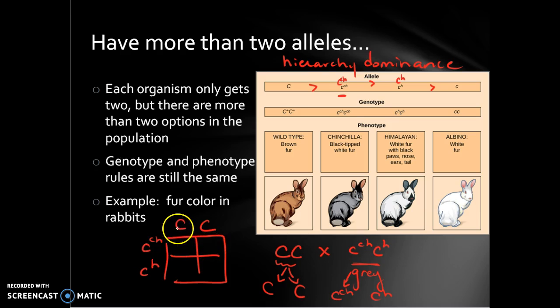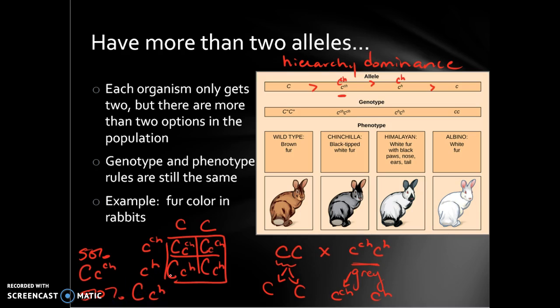So we're going to cross them. This big C could combine with the little c ch. And this big C could combine with that little c ch. This big C could combine with the little c h. And this big C could combine with that little c h. So we get this sort of 50-50 Punnett square. 50% of the offspring would be big C, little c ch, and 50% would be big C, little c h.